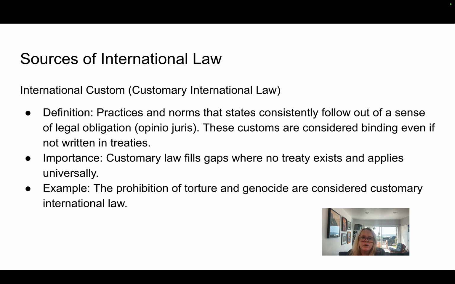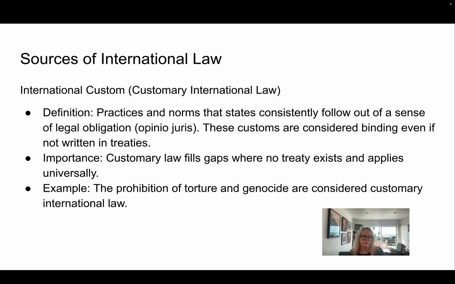We also have international custom, or customary international law, and these are the practices and norms that states consistently follow out of a sense of legal obligation. These customs are considered binding even if they're not written in treaties. And so customary law really fills in the gaps when there's no treaty in place, and it applies universally.